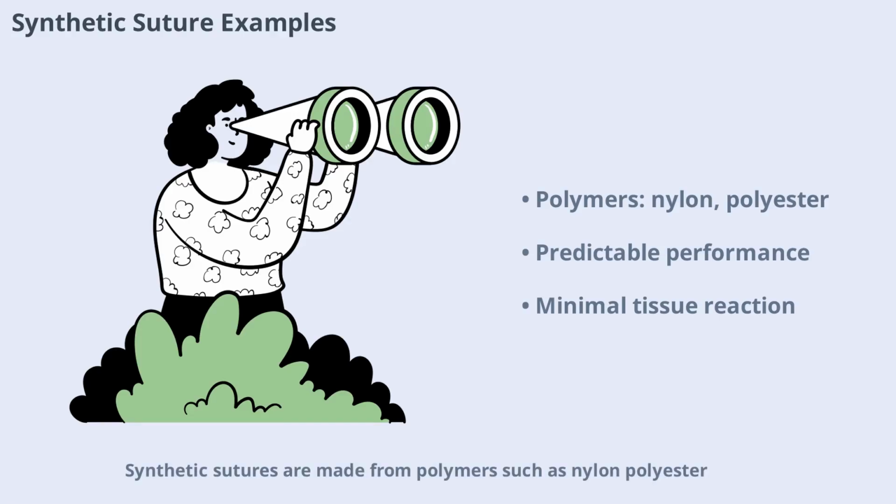Synthetic sutures are made from polymers such as nylon, polyester, and polypropylene. These materials offer predictable performance, consistent absorption rates, and minimal tissue reaction. Synthetic sutures are available in both absorbable and non-absorbable forms, providing versatility for a wide range of surgical procedures. Their reliability makes them a popular choice in modern surgery.